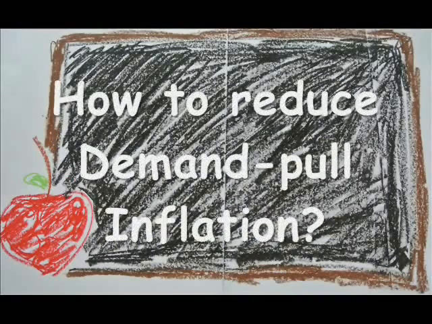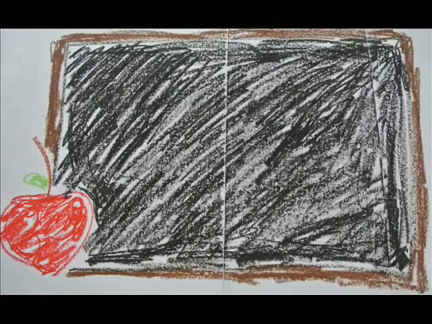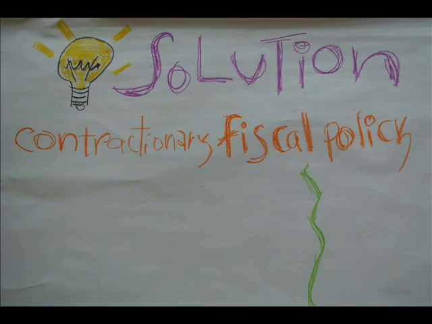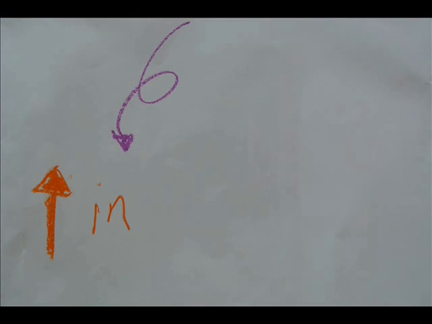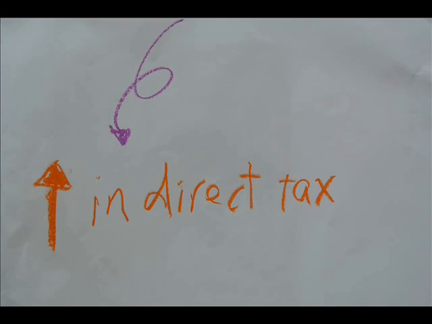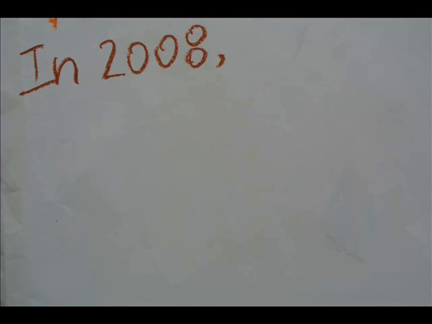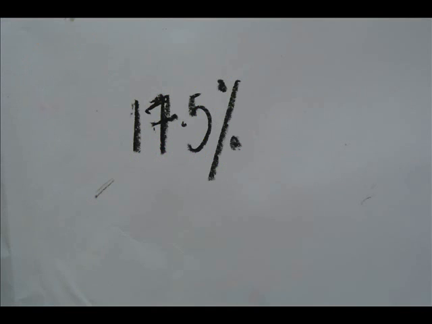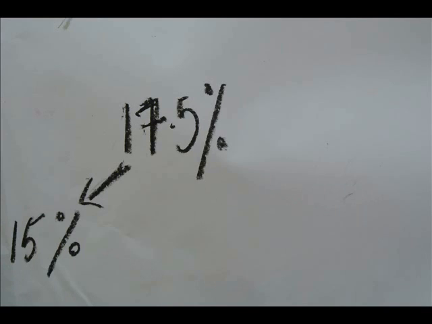So, how can we reduce demand pull inflation? The solution is contractionary fiscal policy. Firstly, government can increase direct tax. In 2008, the UK government decreased tax from 17.5% to 15%. This is done to kickstart the economy and boost consumer spending.